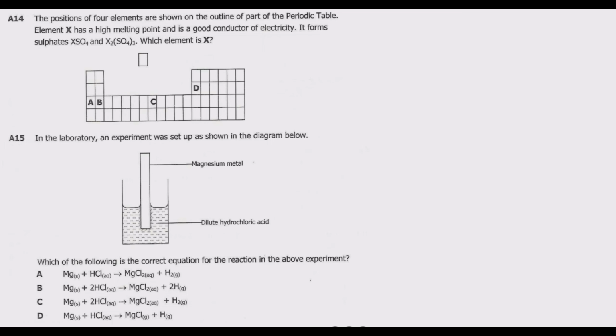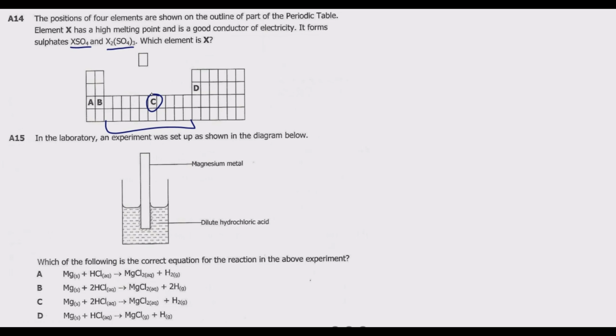Element X has a high melting point and is a good conductor of electricity. It forms sulfates, which is X sulfate 2 and X sulfate 3. Which element is X? What you can see from these two sulfates is that this element is from the transition metals. Transition metals are in this block. So you notice that C is the best answer in this case, because it cannot be A.